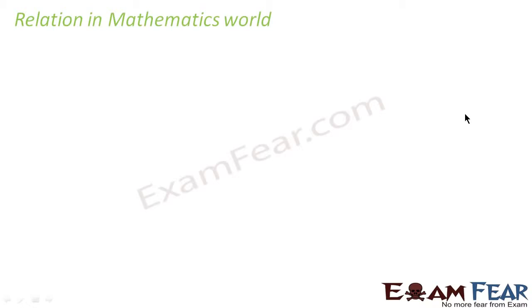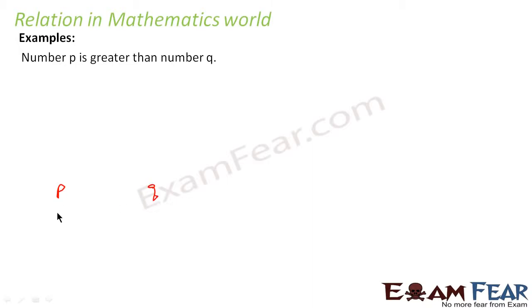Now, having understood the relation in real life, let's try to understand relation in the mathematical world. We'll give some examples. If I say number P is greater than number Q, so there is a relation established here. If I take any numbers P and Q, let's suppose if I take P as 5, I can take Q as 3. So there is a relationship between P and Q, that is P is greater than Q. Correct? So if I say 5 comma 3, it is a relationship. I'll say P comma Q is nothing but 5 comma 3. It's a relationship between P and Q where P is greater than Q.